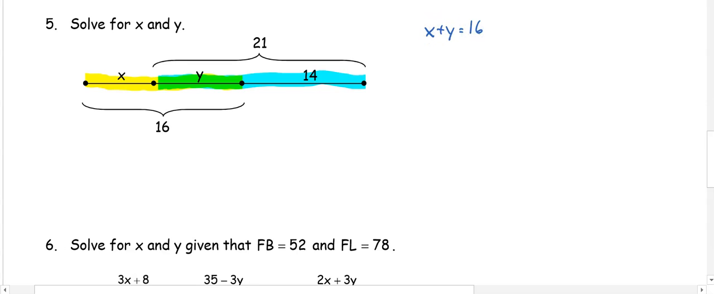Can't do much to solve that yet because I have two variables. My other equation, though, is y plus 14 equals 21. In that case, I only have one variable, so I can solve for y first. I can subtract 14 from both sides, so y is 7. And then I can substitute in. So x plus 7 is equal to 16. When we subtract 7, x is 9. So we have our two variables solved for.